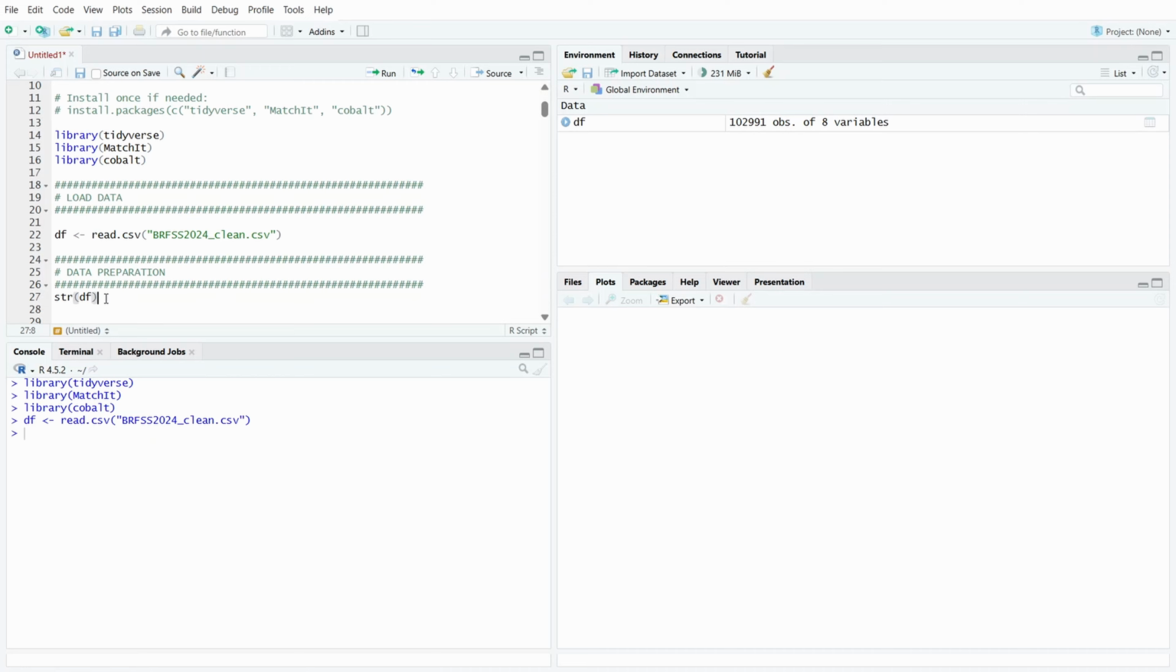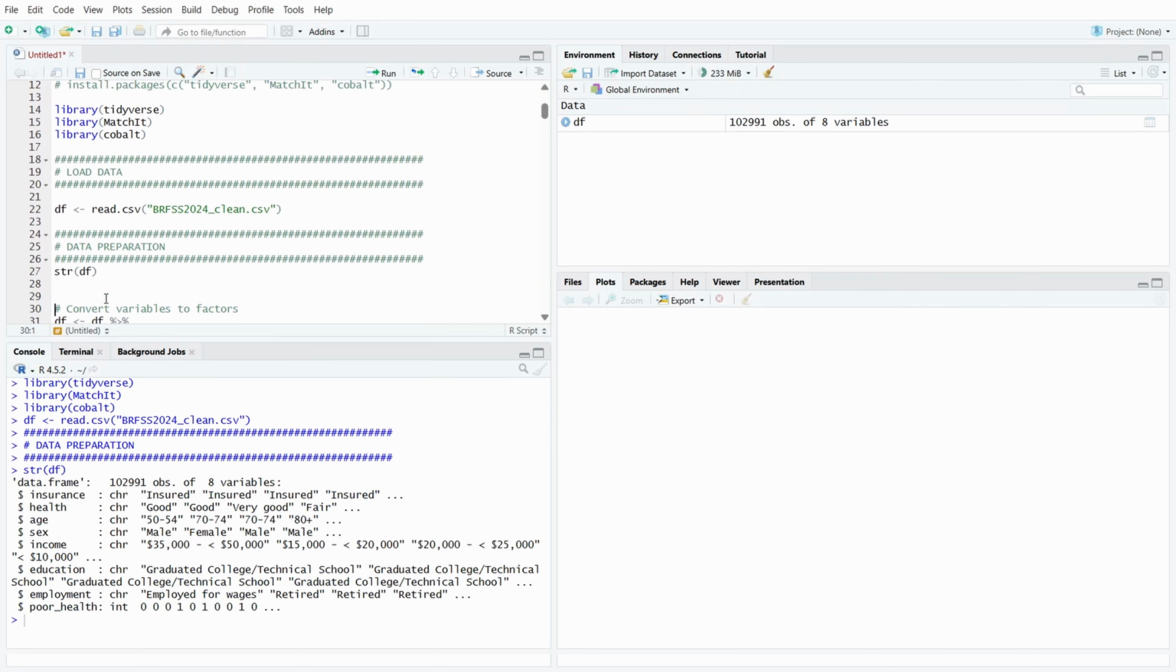Before we begin any analysis, we first inspect the structure of the dataset using the str function. This allows us to verify variable names, data types, and the overall structure of the data. This step is important because variables imported from CSV files are often assigned incorrect formats. We can see that the dataset contains 102,991 observations and 8 variables. That means we have information from more than 100,000 survey participants, which gives us a large sample for analysis. Each row represents one individual respondent, while each column represents a survey variable collected from that participant.